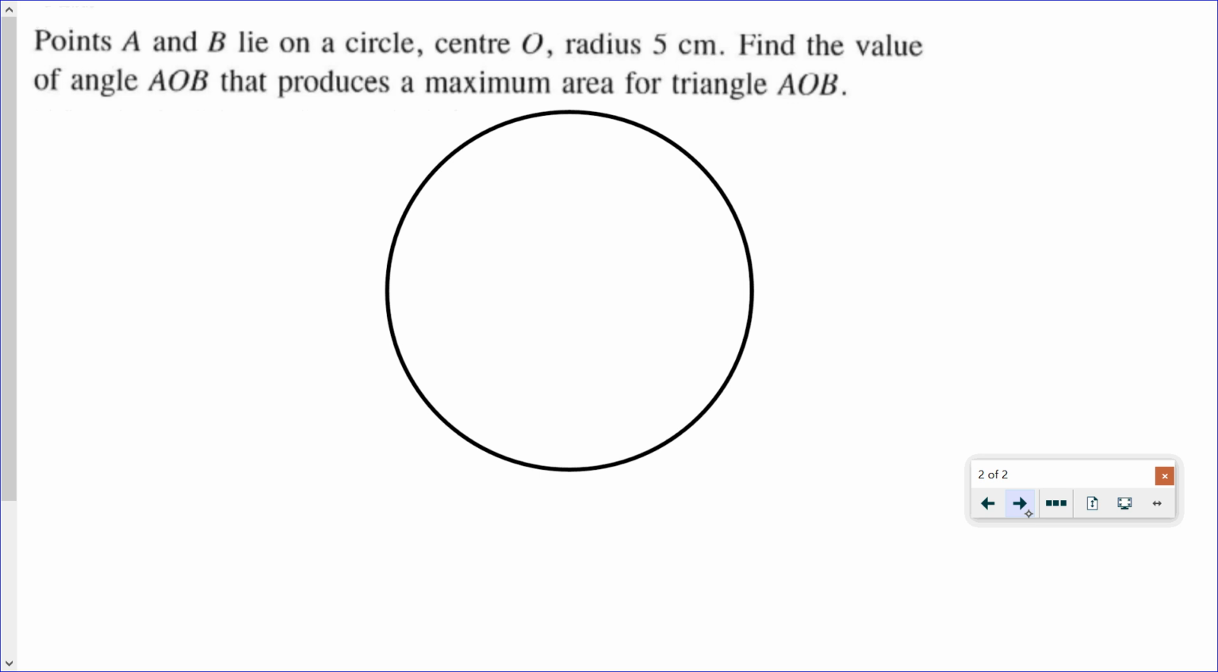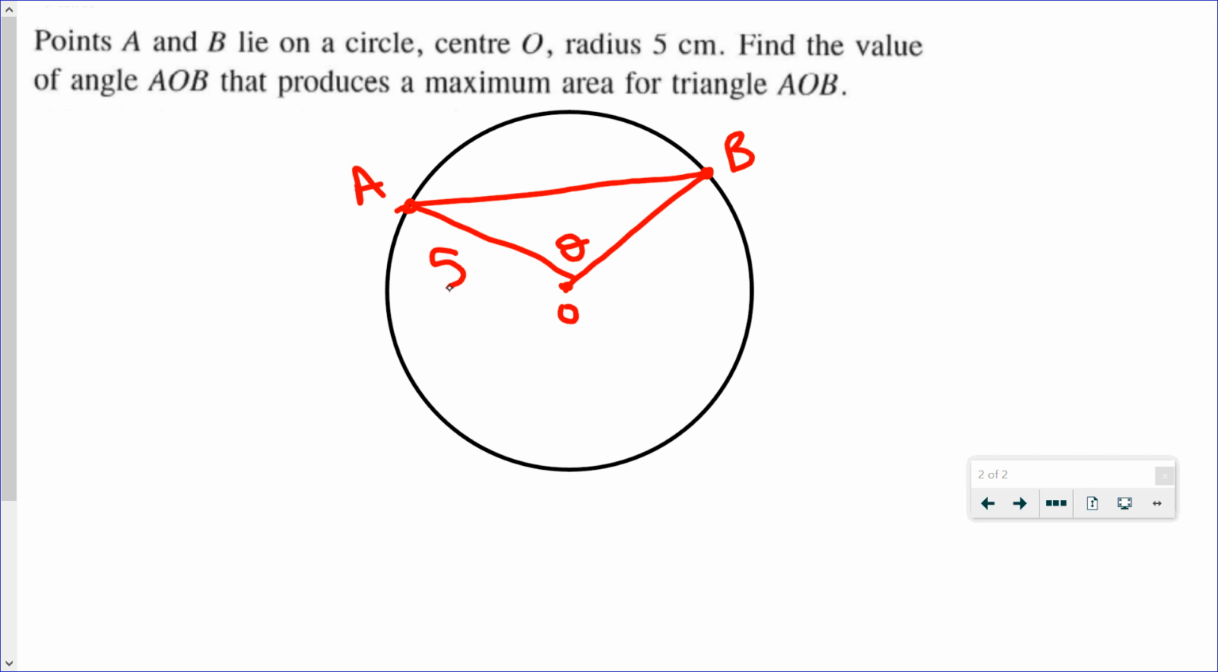Okay, let's draw a little sketch. So here I've got my center of the circle, and then just pick any points A and B on the circle, and then we're just going to make a triangle. So connect the dots. Not perfect, but that's okay. I want to find the angle here that has a maximum area. These, of course, are 5 and 5.